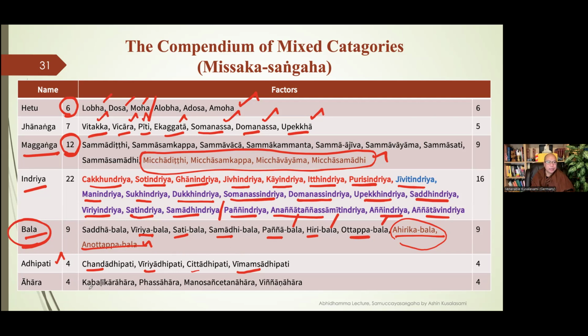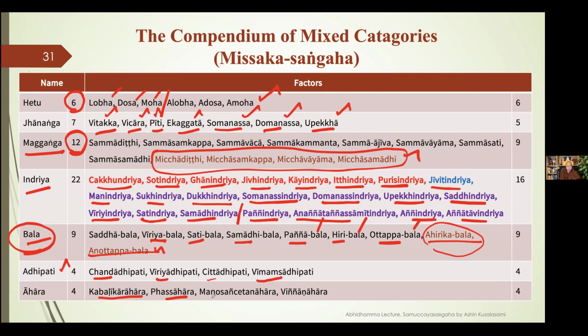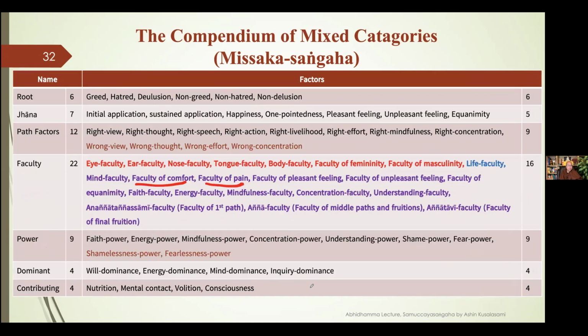And āhāra: kabaḷīkārāhāra, you have already got it in the previous chapter, rūpa saṅgaha, nutrient. Phassāhāra, contact; manosañcetanāhāra, cetanā; and viññāṇāhāra is the mind or consciousness. Okay, so that's all in the Missaka Saṅgaha. This is the English translation.